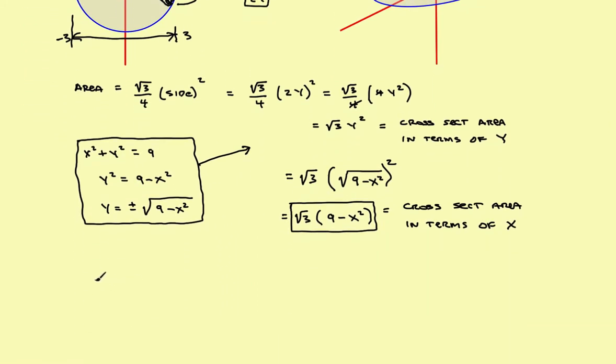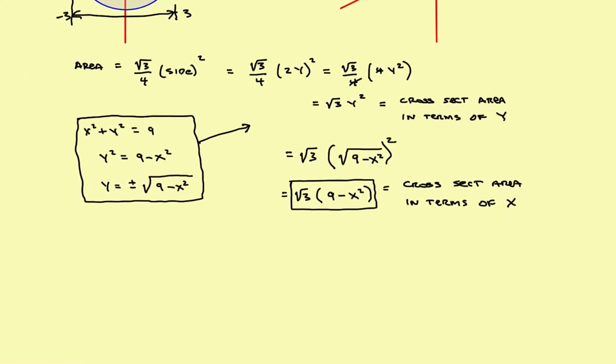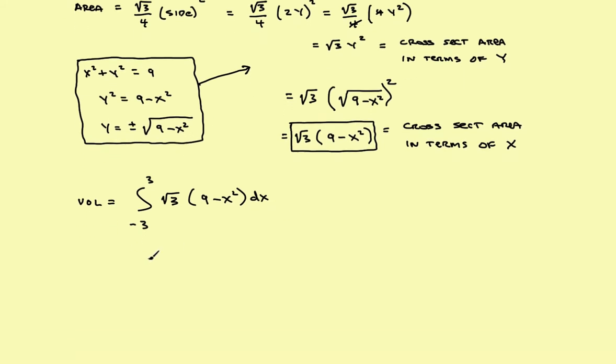Okay, so I want to come down, and I'll go a little bit lower here. I want to find the volume. So the volume is equal to the integral from -3 to 3 of the cross-sectional area in terms of x, which is this part right here. So the square root of 3 times 9 minus x squared dx. Now it's just a matter of evaluating that integral. And we'll bring it down just a little bit lower here.